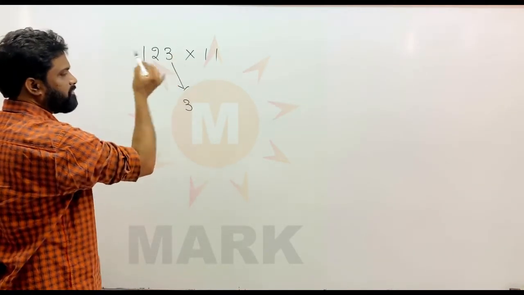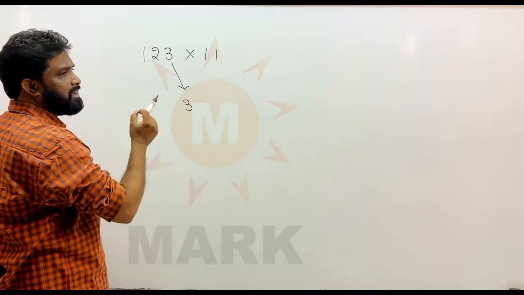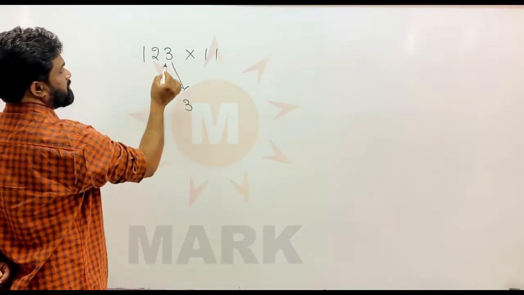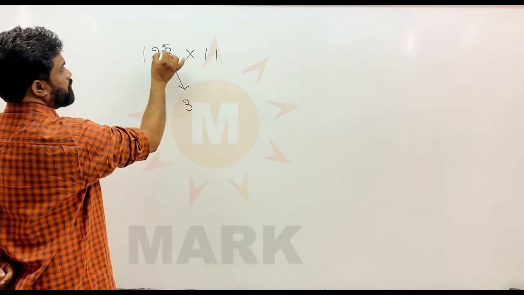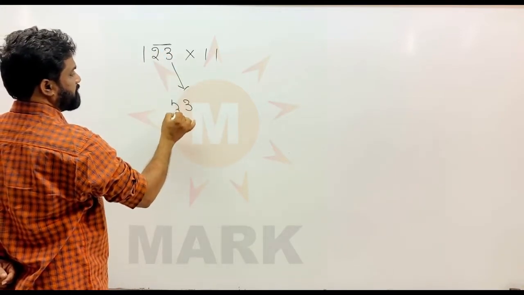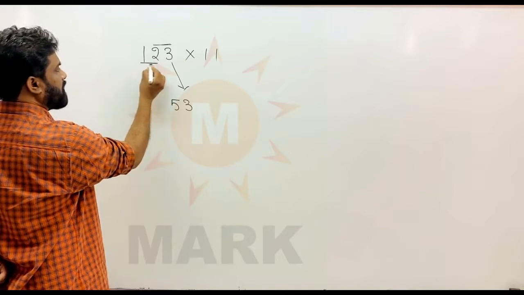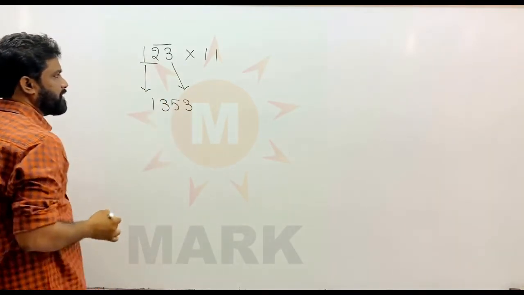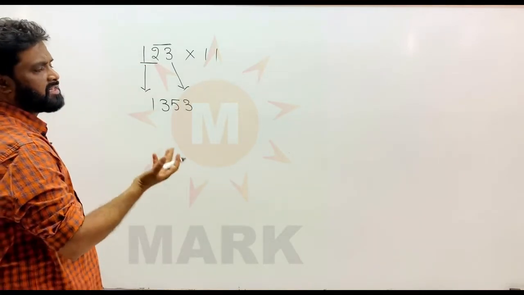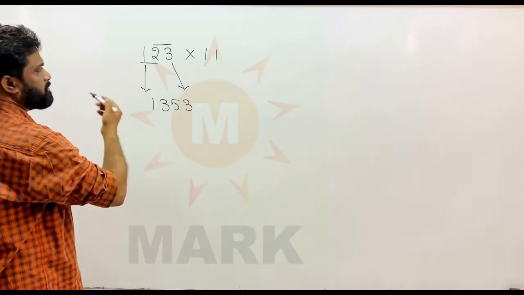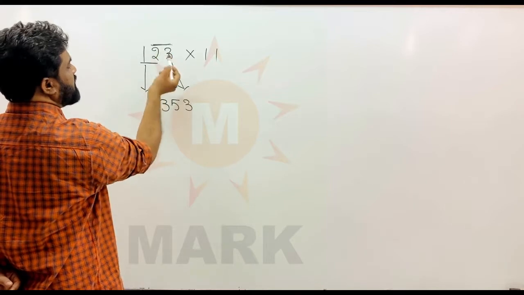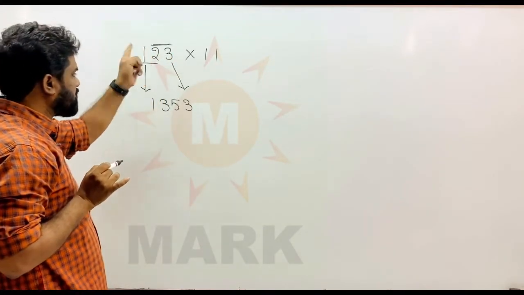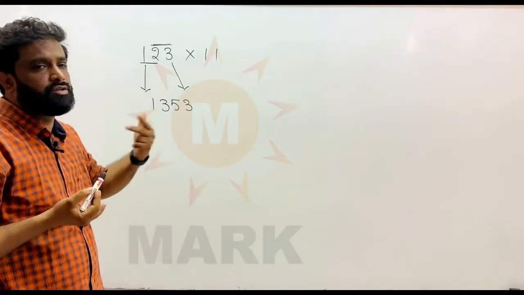Starting from the units place, you add up two adjacent numbers. Suppose 2 plus 3, how much? It is 5. Then 2 plus 1, how much is it? 3. Then the first number as it is, 1. So basically the last number and the first number are written as they are. Starting from the units place, I am adding up the adjacent numbers and writing the sum here.